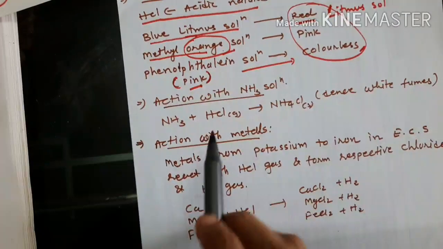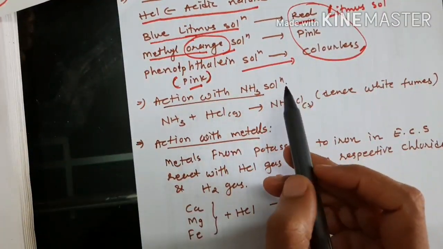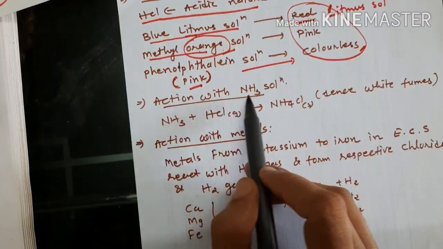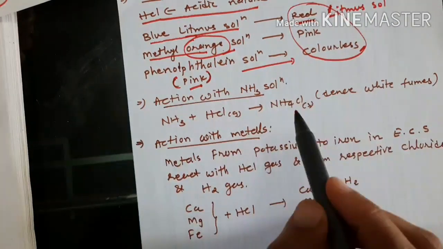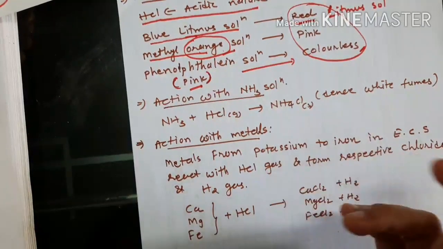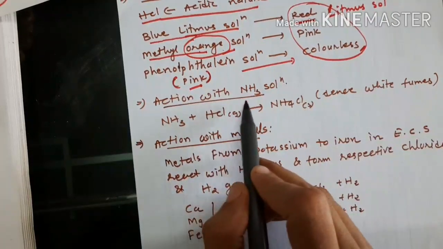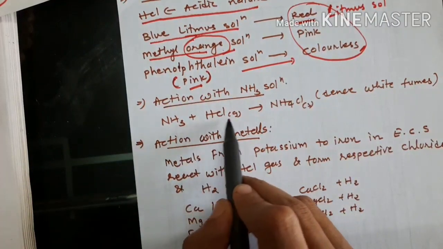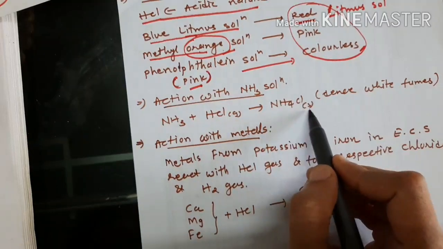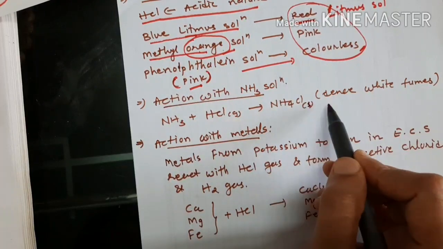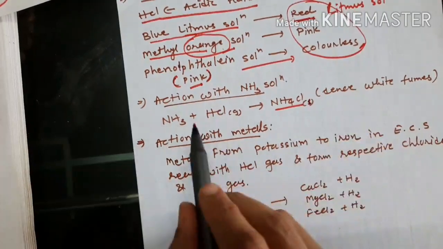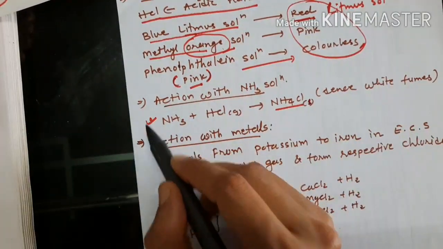Now the action with ammonia. As we learned already, to find out whether the gas jar is completely filled with HCl gas, we do this. We dip a glass rod into the ammonia solution and take it near the gas jar, and we will see dense white fumes. When NH3 and HCl gas react together, they form ammonium chloride, which is a solid, so dense white fumes are generated and a white solid is also formed. That is the action with ammonia, very important and very easy also.